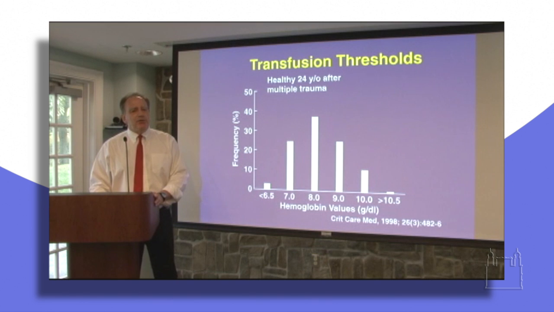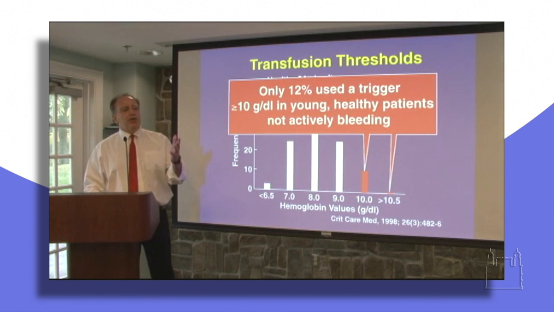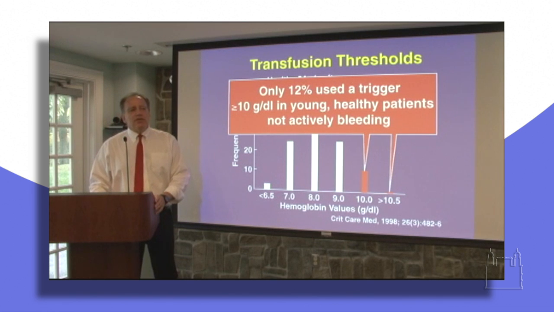Another scenario they gave you was a 24-year-old after multiple trauma, whose hemoglobin was normally maintained. What they said was they wouldn't transfuse unless it fell to 8, much lower, or 7. Now in this arm, what we're worried about is only 12%, a small percentage, use one as high as 10 in a young, healthy patient.